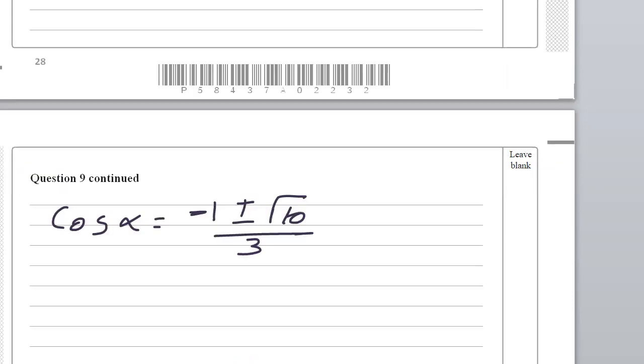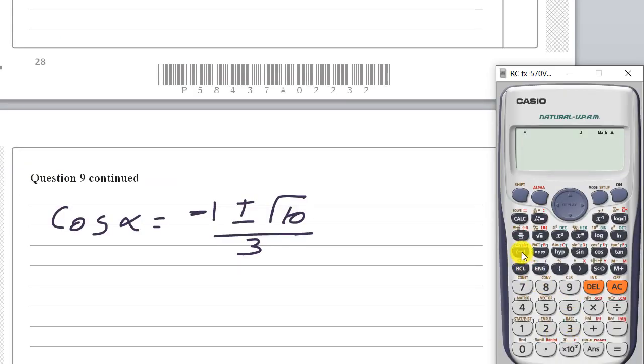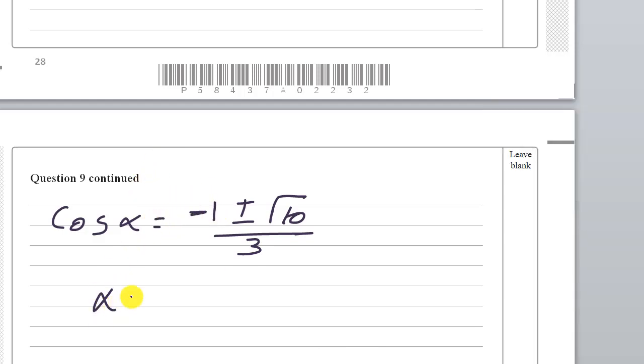Find this value. So you have minus 1 plus square root of 10 divided by 3, shift cosine, minus 1, answer. So 0.756. So alpha is 0.756 radian. Let us go to the question.